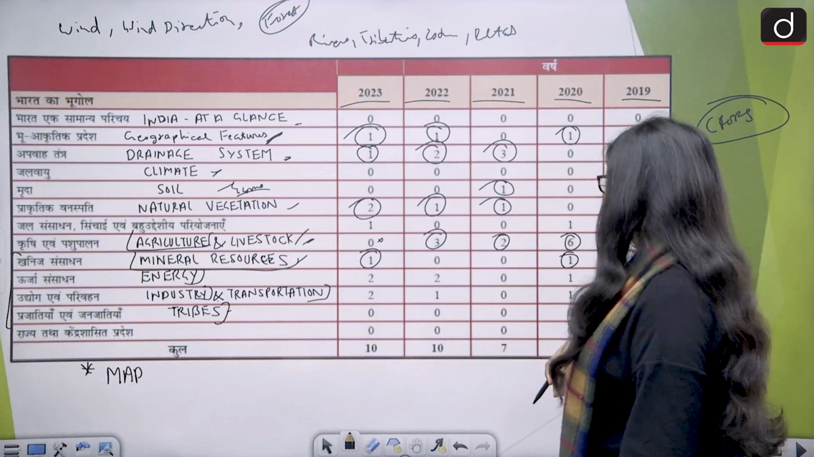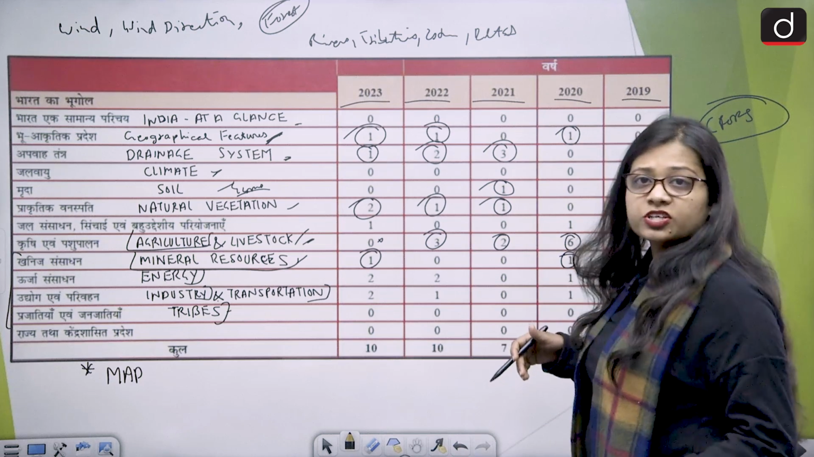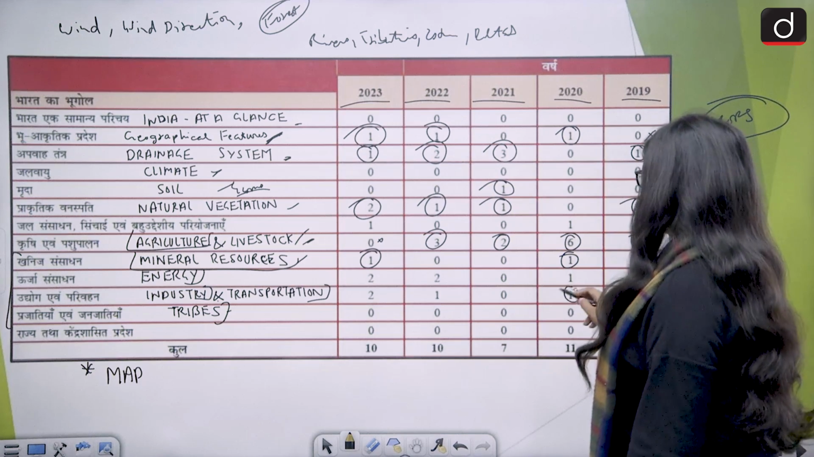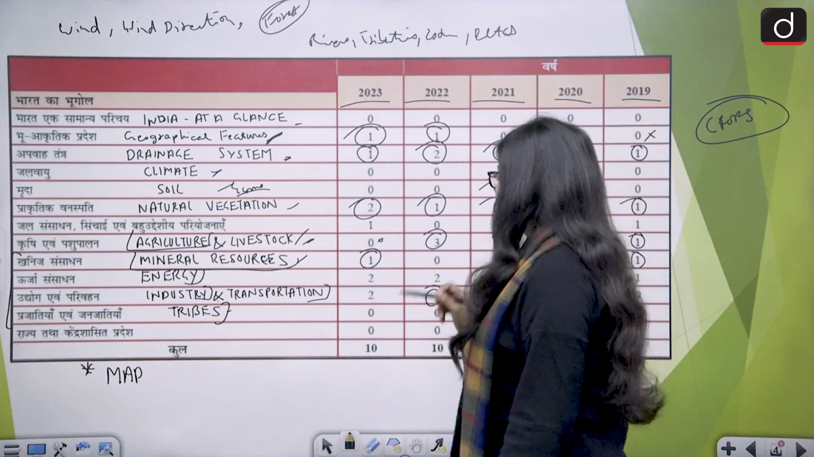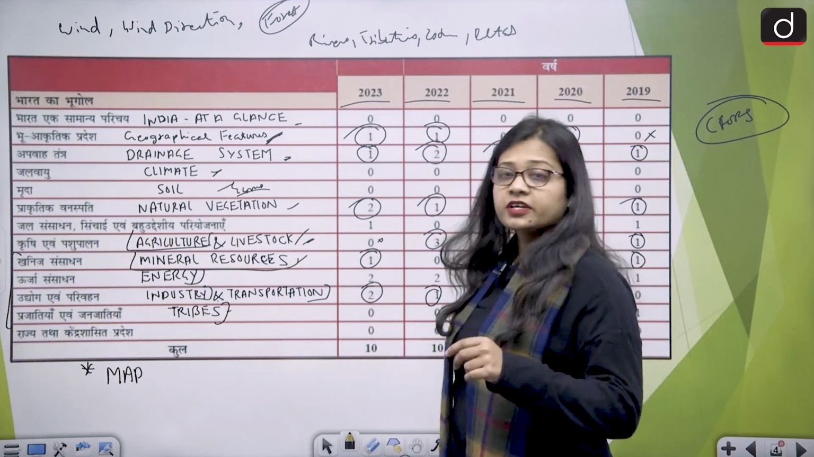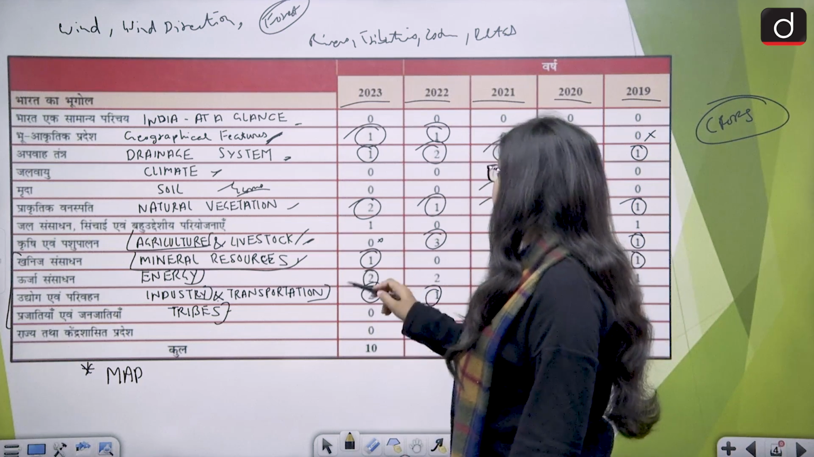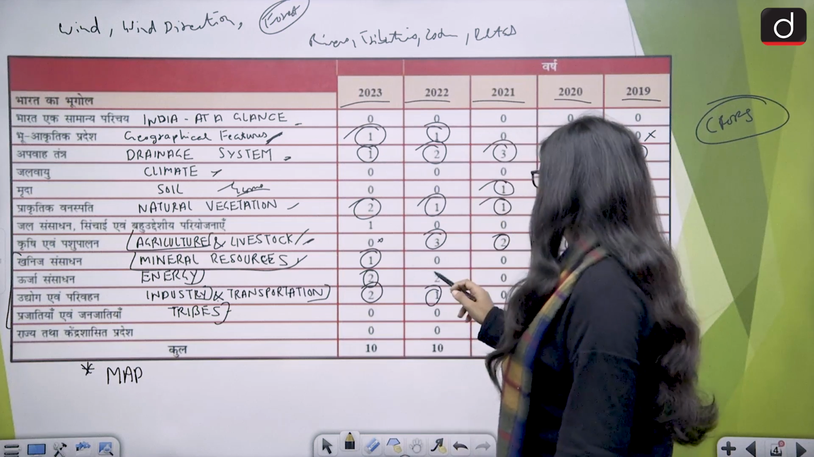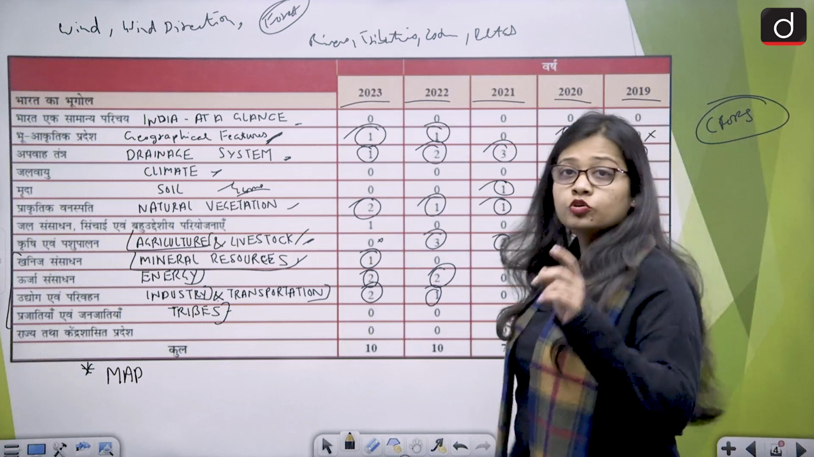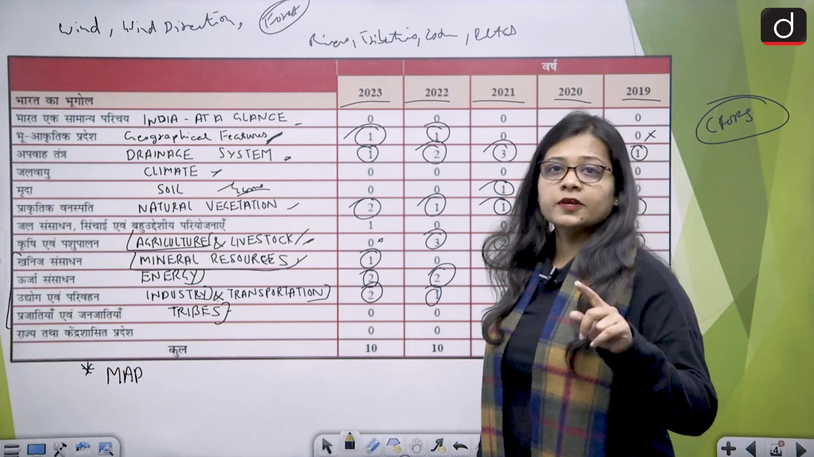If we talk about industry and transportation in particular, then a single question was asked in the years 2020 and 2022, and there were 2 questions asked in the year 2023. In the energy sector also, 2 questions were asked in the year 2023, and in 2022 also there were 2 questions asked. So the human geography aspect is increasing.